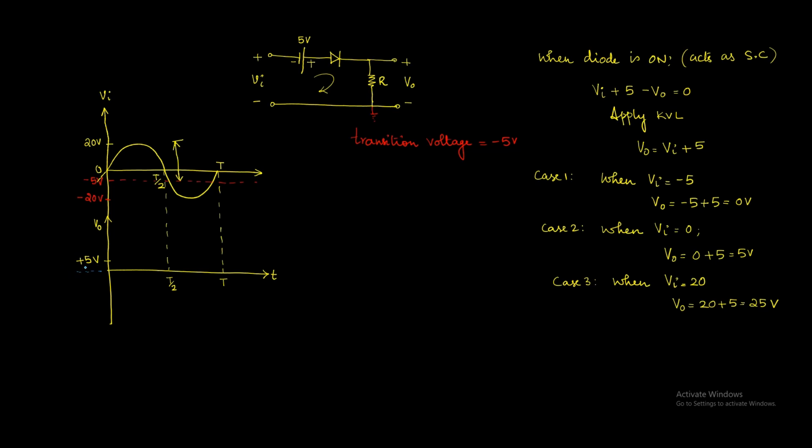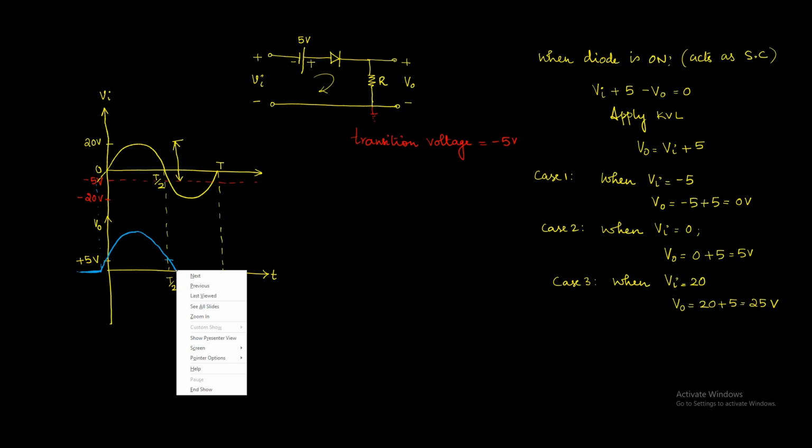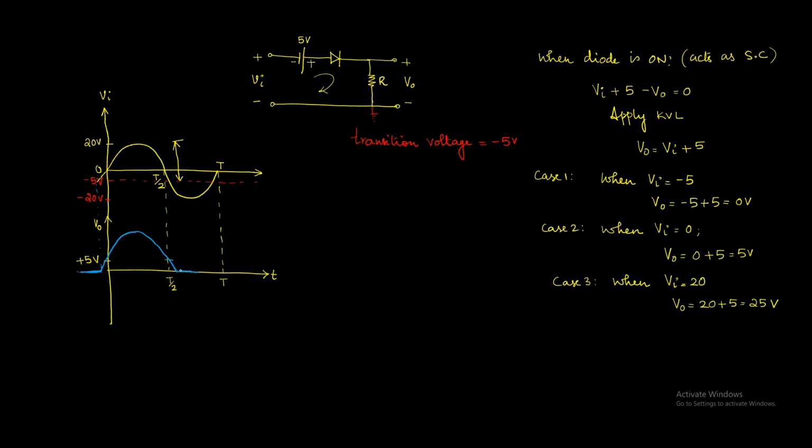So since the minus 5 situation comes here, let me draw this. Now when input is equal to 0, I have output equal to 5 volt. So it goes like this. And then again when input is equal to 0, output is equal to 5, and then it goes beyond, and this continues. Now till here it is clear to us.